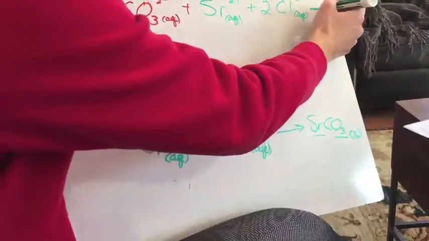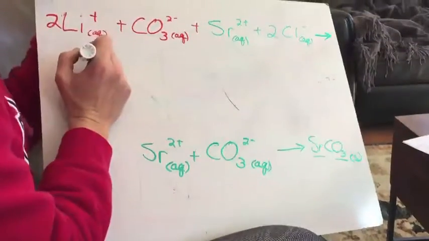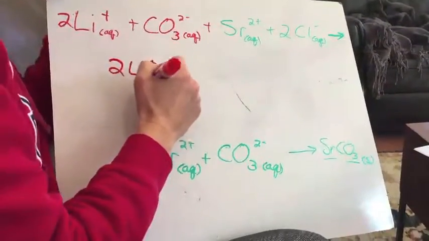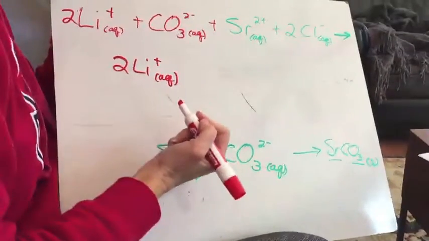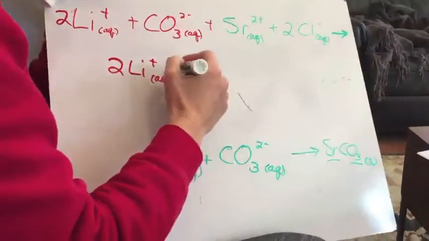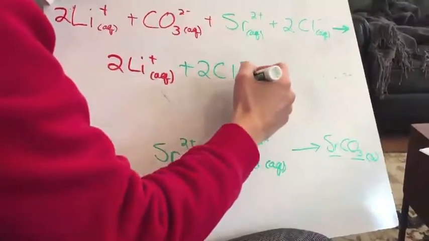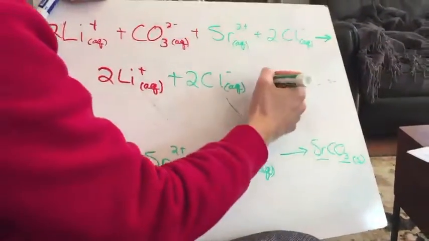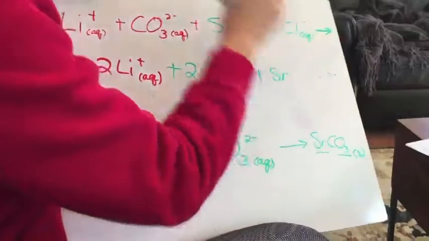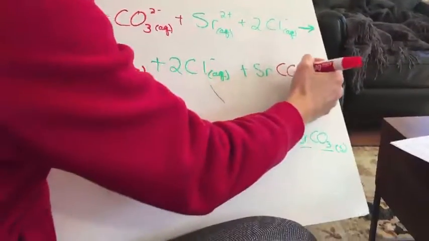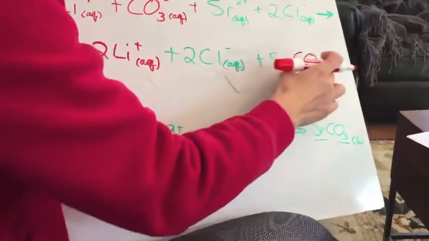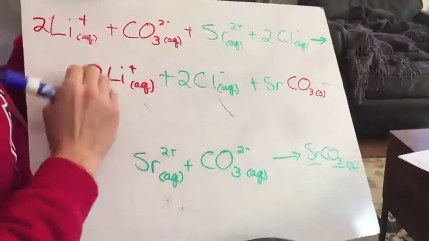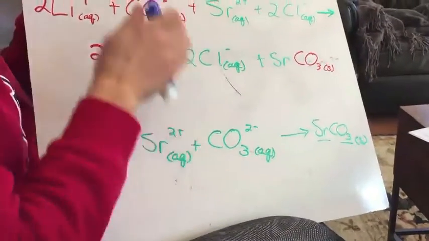Now, after our reaction happens, we still have 2 lithium ions that are in solution. Nothing's changed with those. We also still have 2 chloride ions that are in solution. Again, nothing's changed. But now we have solid strontium carbonate. And that's changed. This is solid now. I'm not going to write it as ions because it's not dissociated. So this is our complete ionic equation.